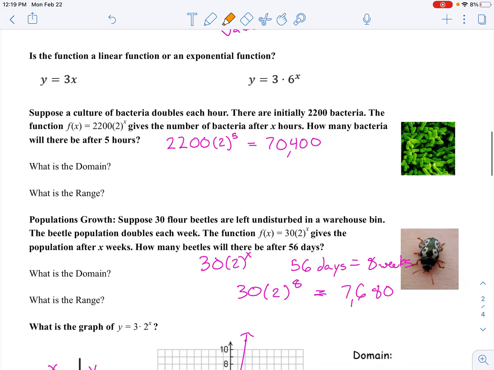Is the function linear or exponential? Well, I know this one is linear because that's in the form y equals mx plus b, and there's no exponent. So that's linear. This one is exponential.